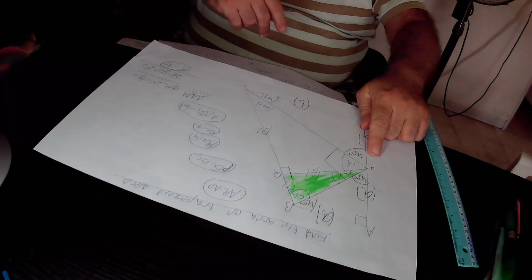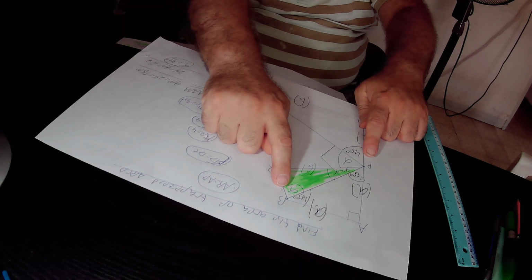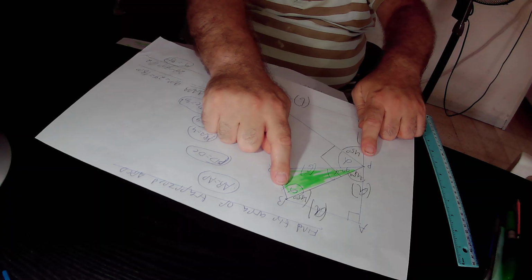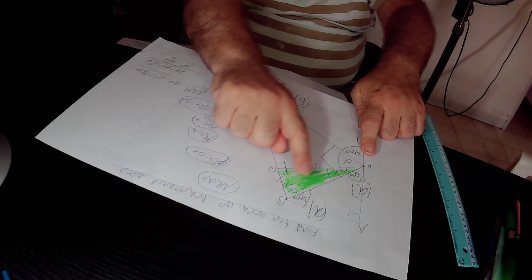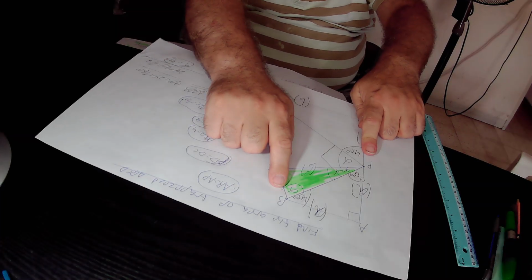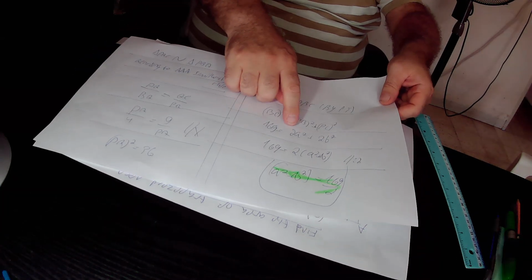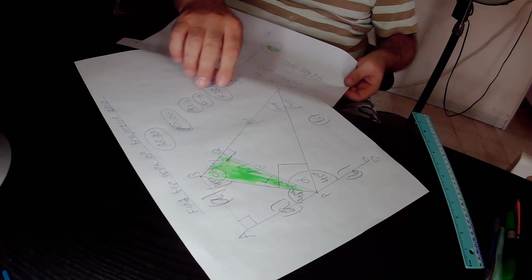What is the value of BP squared? In order to find the value of PB squared, we apply the Pythagoras theorem on the small right triangle APB. According to the Pythagoras theorem, A squared plus A squared equals PB squared. So PB squared in total equals A squared plus A squared, that is 2A squared.